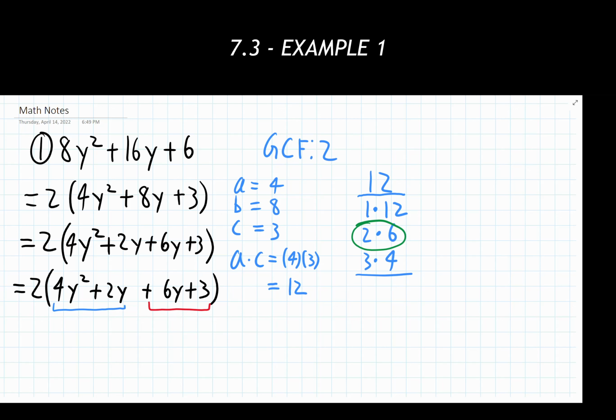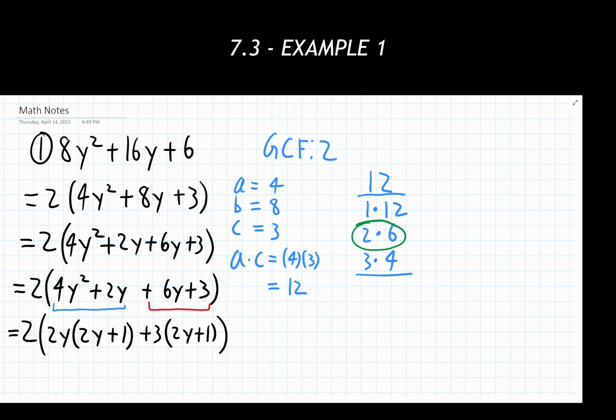Factoring by grouping says take the greatest common factor of the first 2 terms. So between 4y squared and 2y, what's the greatest common factor? That's going to be 2y. Factor out 2y. What's left over? I have 2y plus 1. Now looking at the last two terms, 6y and the 3. What's the greatest common factor between those? The largest thing I can factor out is a positive 3. So I'm factoring out a positive 3. What's left over? 2y plus 1.